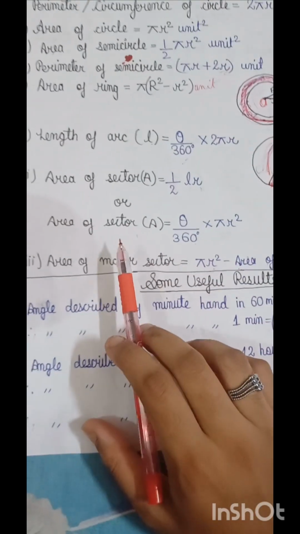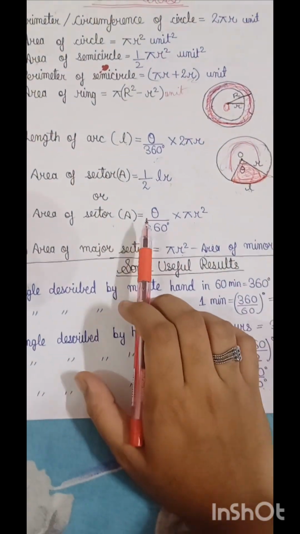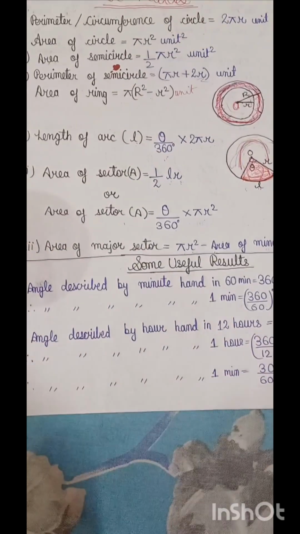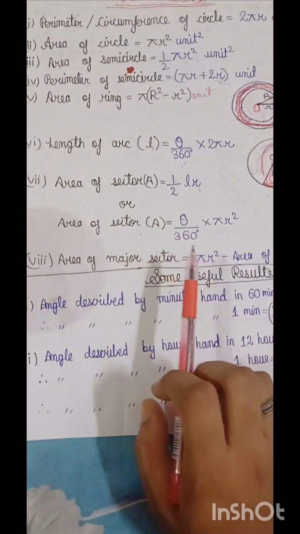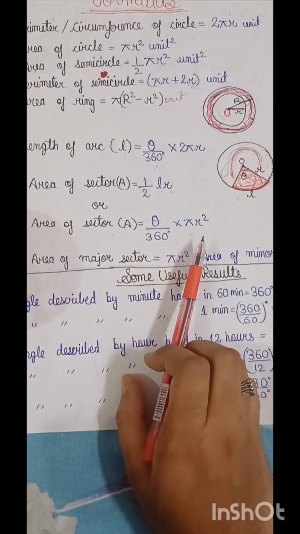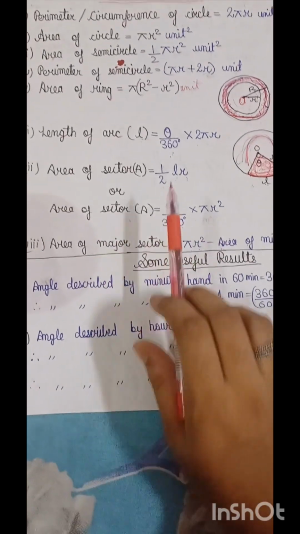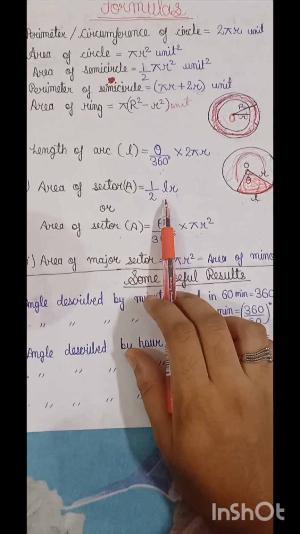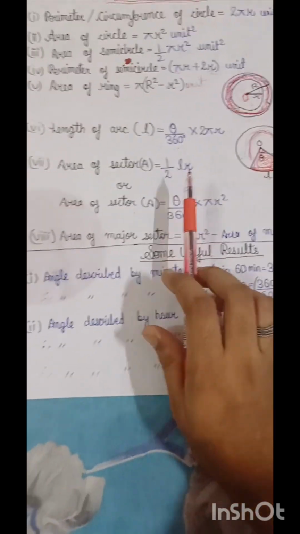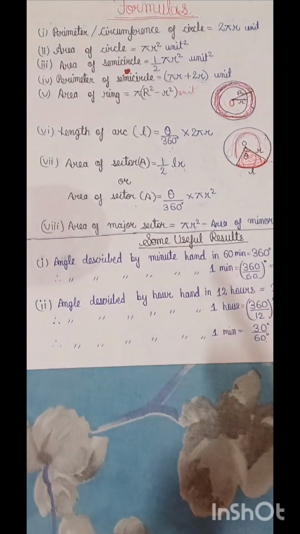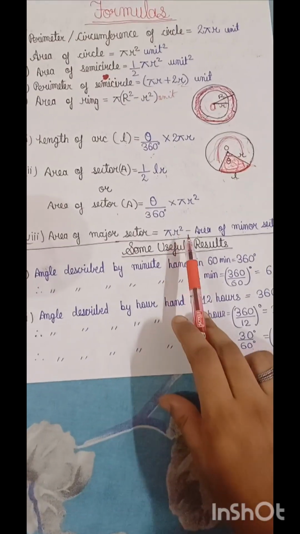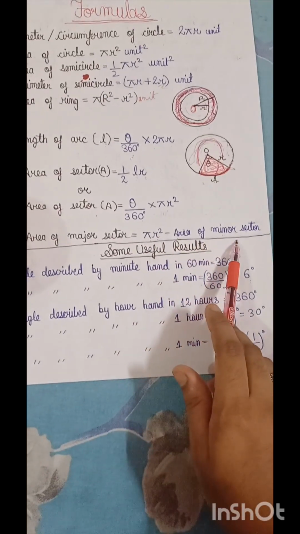Coming to the next, to find the area of a sector. See, there are basically two formulas to find the area of a sector. First, half of l into r, and second is theta by 360 into pi r square. Here, half into the length of the arc into the radius of the circle. Coming to the next, which is the area of a major sector. How to find the area of a major sector? It is pi r square minus the area of the minor sector.